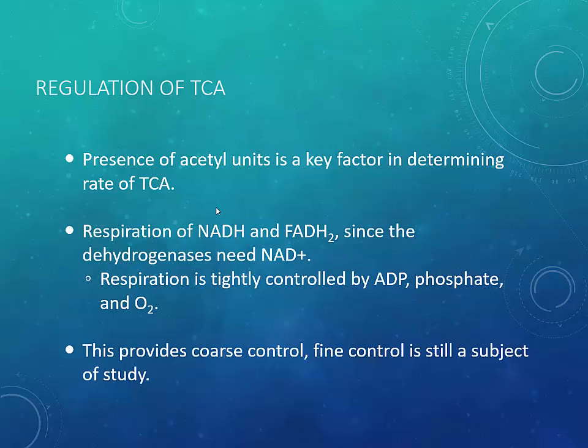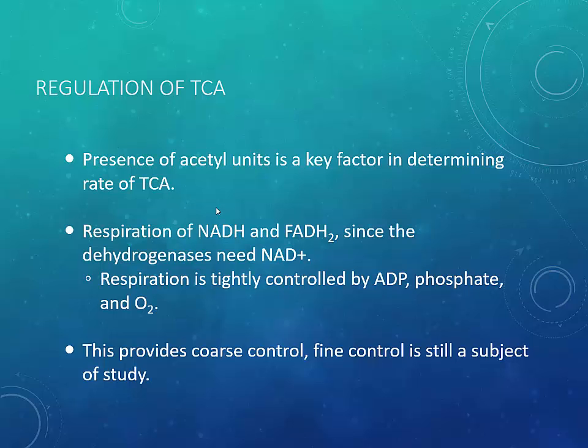We know we need to pull electrons off of NADH and FADH2 since we need those in their oxidized forms for the dehydrogenases. And we know that respiration is going to be very highly controlled by availability of ADP and inorganic phosphate as well as oxygen. So if we're lacking ADP, we can't pull this cycle forward. If we're lacking inorganic phosphate, we can't pull this cycle forward. If we're lacking oxygen to convert to water, we're going to see backups, and then buildups of NADH and FADH2, which will slow the cycle down.